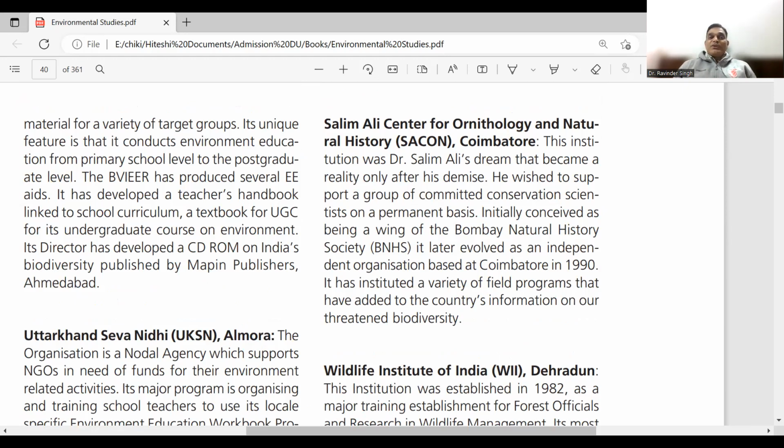Next one is Salim Ali Center for Ornithology and Natural History, SACON, Coimbatore. This institute was Dr. Salim Ali's dream that became a reality only after his demise. He wished to support a group of committed conservation scientists on a permanent basis. Initially conceived as being a wing of the Bombay Natural History Society (BNHS), it later developed as an independent organization based at Coimbatore in 1990. It has instituted a variety of field programs that have added to the country's information on our threatened biodiversity.